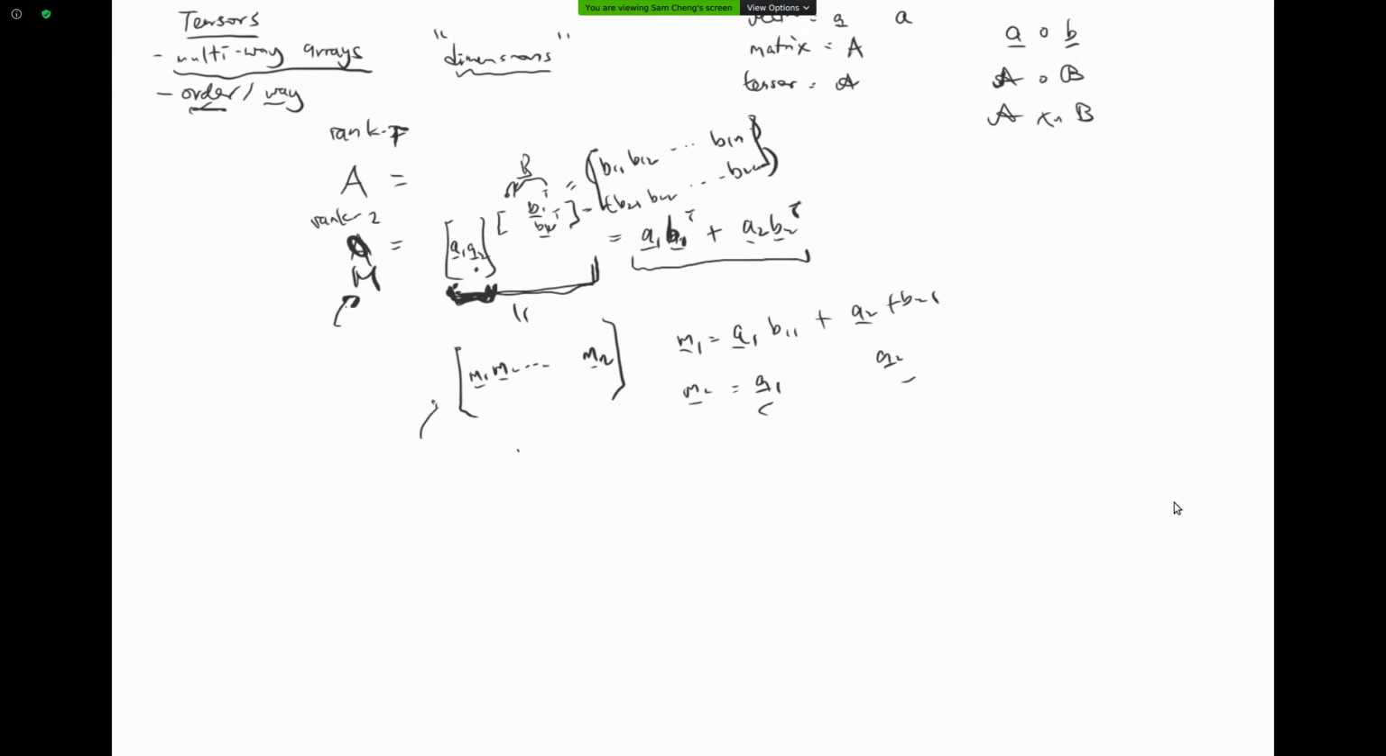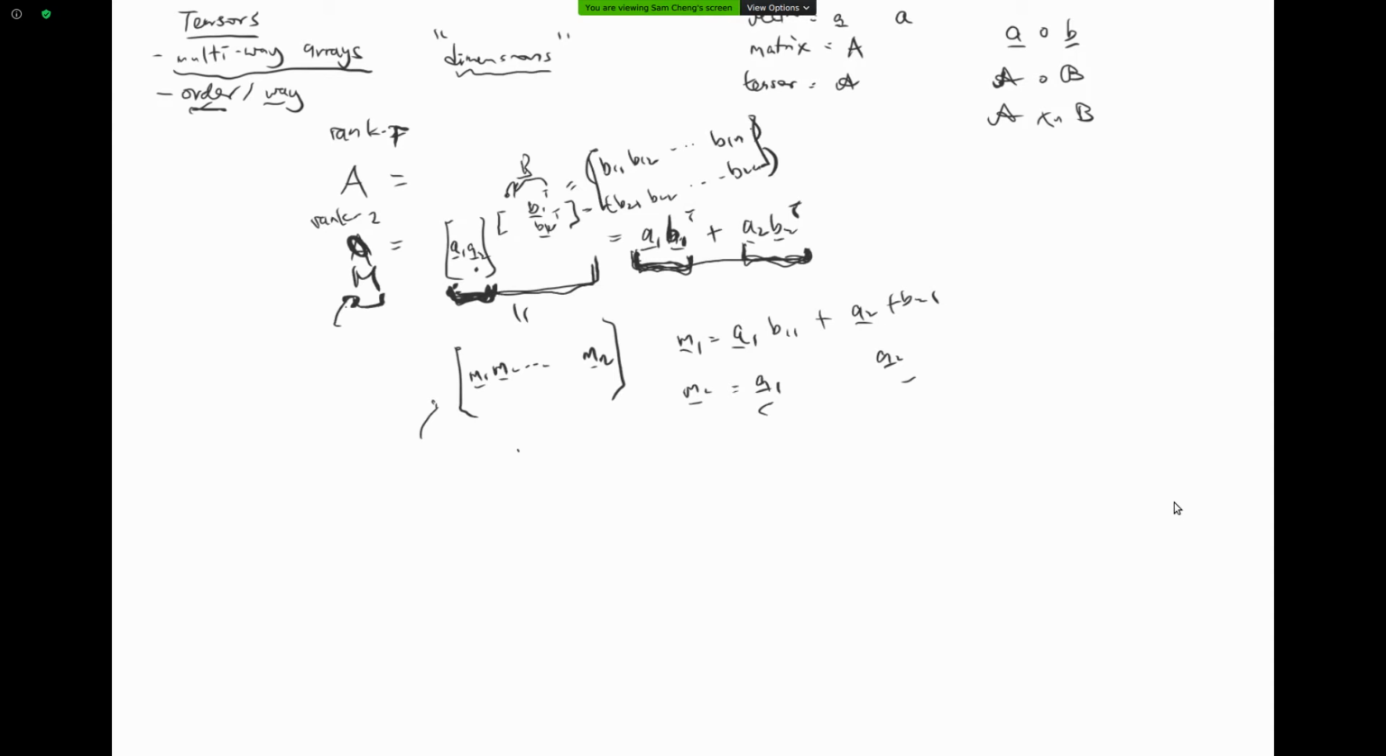In the sense of the number of rank 1 matrices in the sum, for a matrix M, the rank of the matrix will be just how many of these rank 1 matrices we can decompose it into.